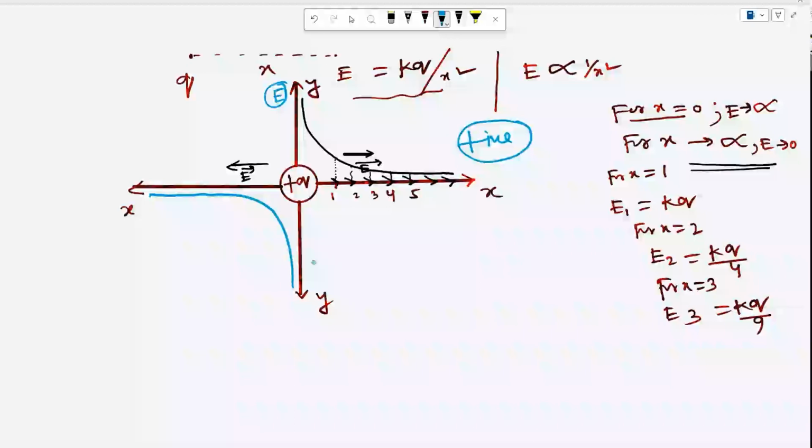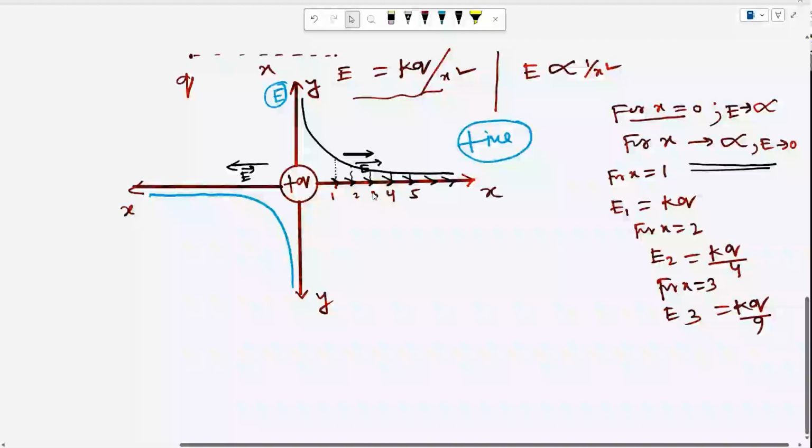Because here also when you take x tending to 0 minus, it is tending to minus infinity. Then value goes on changing like this. So electric field due to a positive point charge will be like this only. This is the graph.